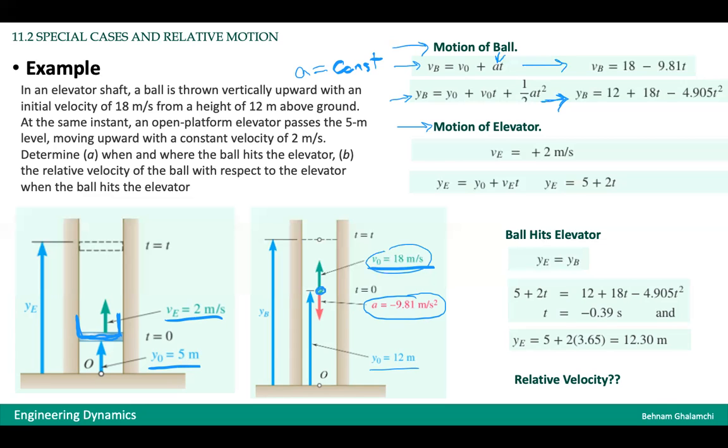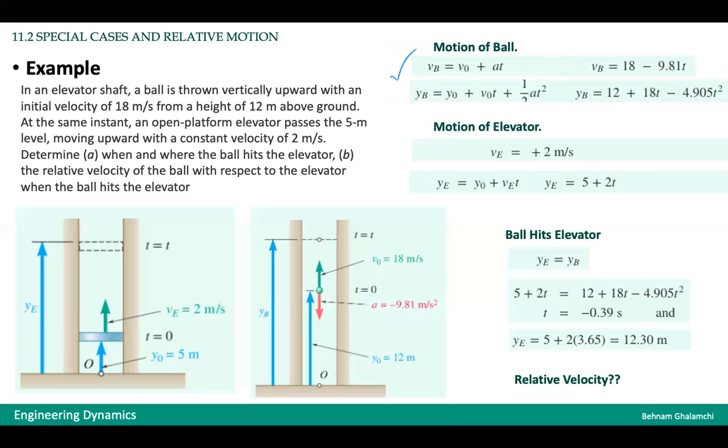Now we can talk about the motion of the elevator. You might remember I said that the elevator is moving with a constant speed. You remember the special case when we have a constant speed. This is the way we are able to find the position: it is equal to the initial position plus vt. Initial position is given, 5 meters. Sorry, there is no acceleration. Initial velocity is given, 2 meters per second. So these two equations are the motion study for the ball and the elevator. Okay.